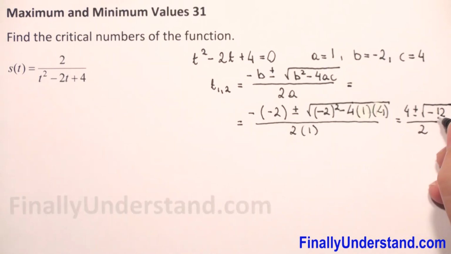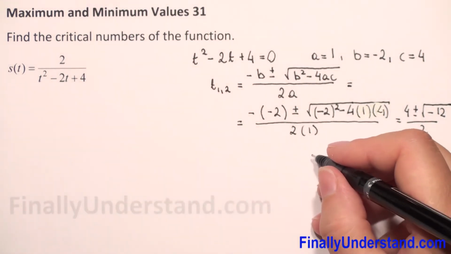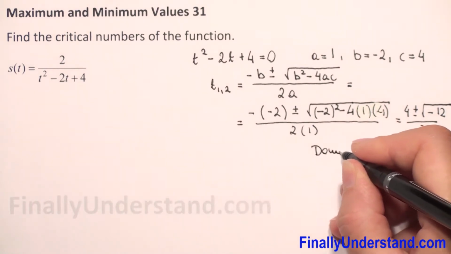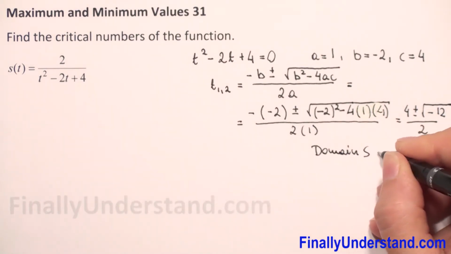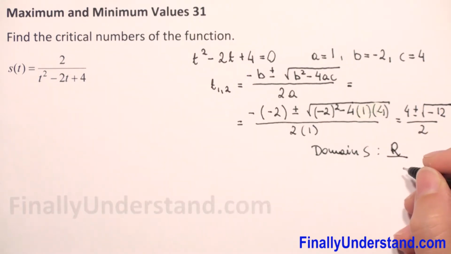Because we got a negative number under the square root, it means our equation doesn't have a real solution. So the domain for this S function will be all real numbers. Let me write this. S is all real numbers. Now we have to find the first derivative.